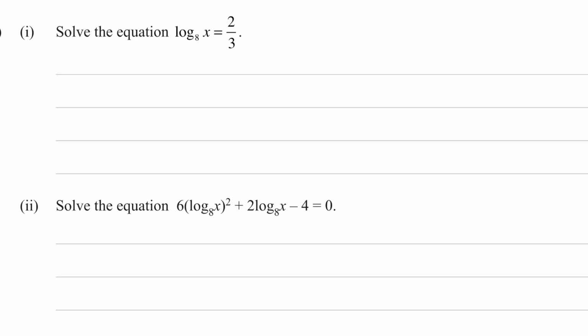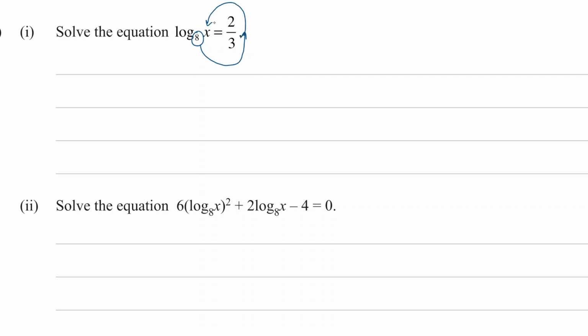Log equations. All right, we have two here. First one, log base 8 of x equals 2/3, and we're looking to solve for x. So we can convert this to an exponential equation. To do that, we use what I call the scorpion rule. It's the base to the power of what the log equals is equal to the argument.